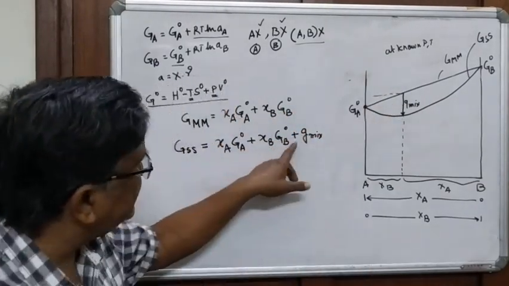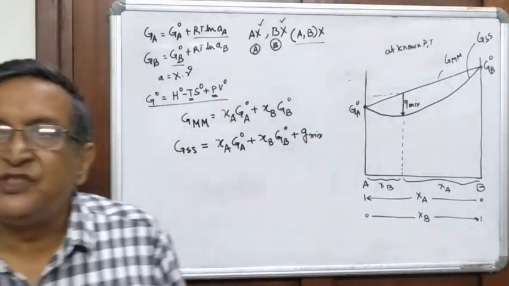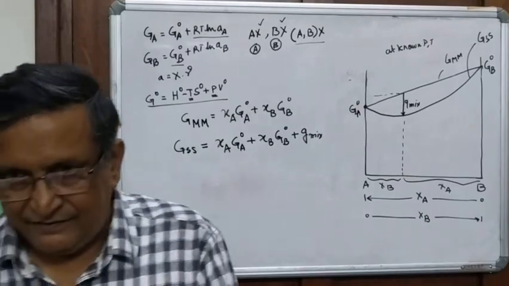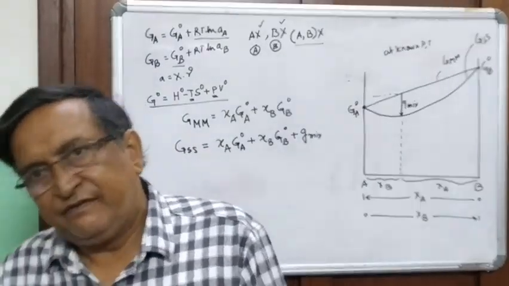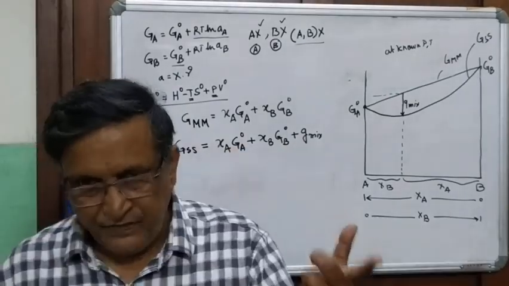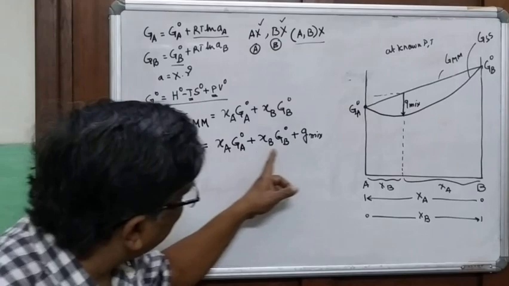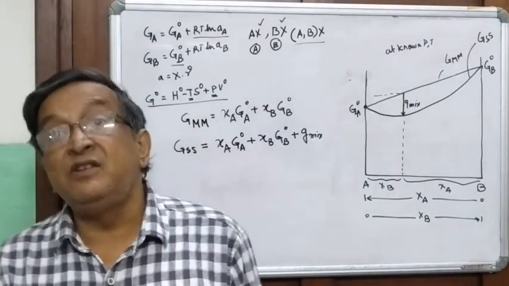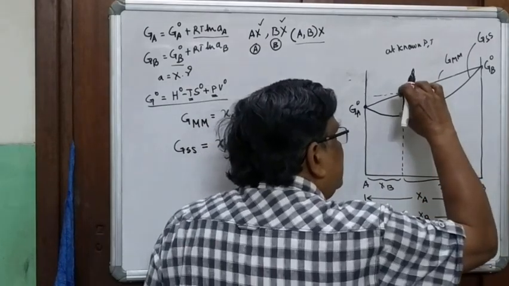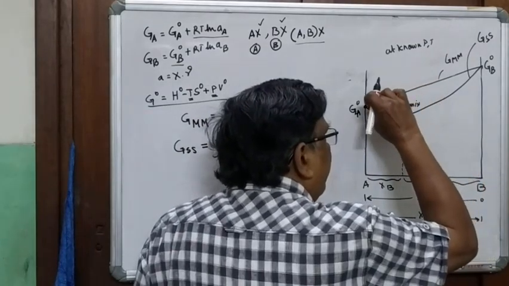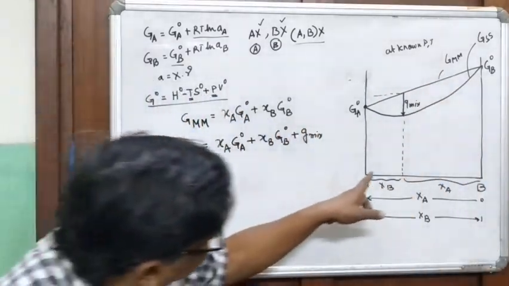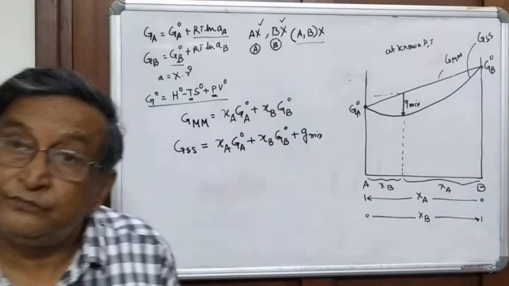You can ask, why is it plus? It should be minus. Because G mix itself is negative, you can't have a negative of negative. You can write plus G mix because G mix itself is negative. So this is how G solid solution can be written in one way. And you can see this G mix value is not constant. It is a function of the composition.